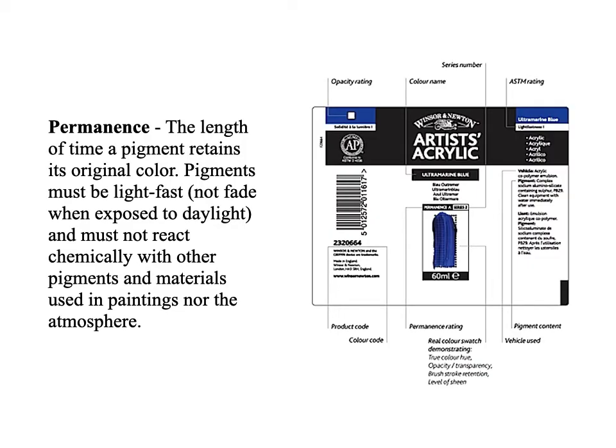So hopefully at this point, most of you have gotten your paints. If you look, there's all kinds of labels on the outside of a paint. One of those labels refers to the permanence of the paint. The permanence is the length of time that a pigment will retain its original color. It's one of the reasons that you want to use paints that are made for artists. They tend to not change color as much as they dry. They tend to be more lightfast and not fade when exposed to the daylight. So that's something that is important.